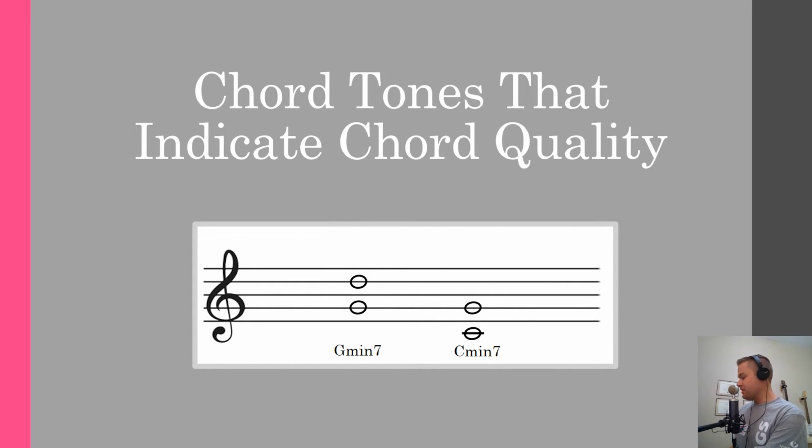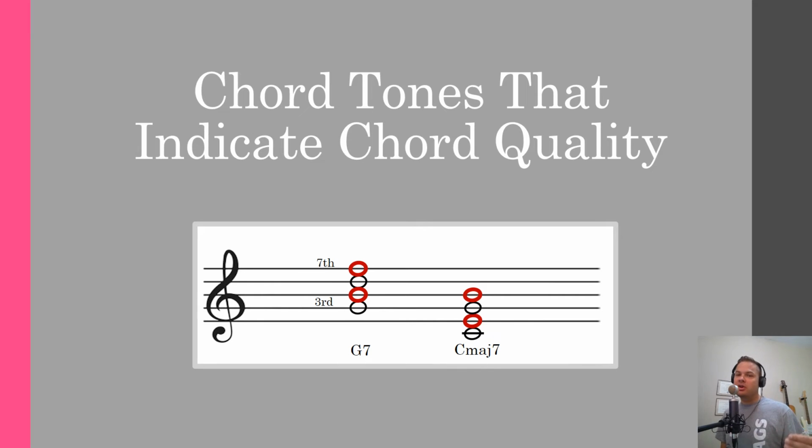We could have a minor 7 chord. We could have a major 7 chord. We could even have a minor major 7 chord. It could go on and on and on. The root and the fifth let us know that there's a key center. In the case of the G7, it's the G. In the case of the C, it's a C. But it doesn't tell us what quality it is.